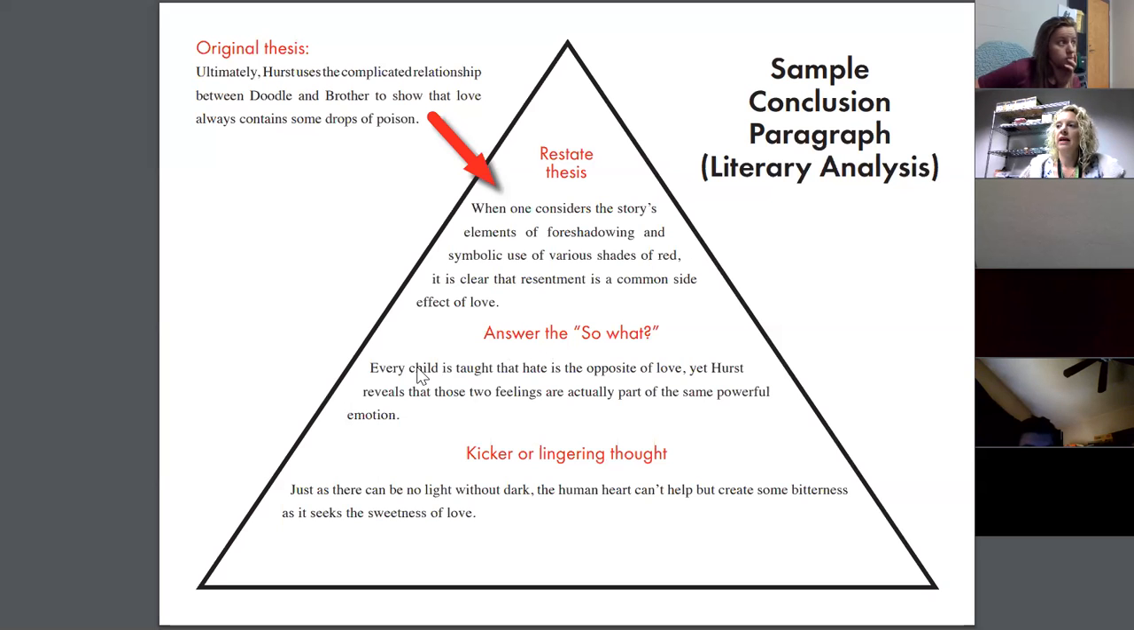And then, so what? Every child is taught to hate, is taught that hate is the opposite of love. Yet Hearst reveals that those two feelings are actually part of the same powerful emotion. And then the lingering thought: just as there can be no light without dark, the human heart can't help but create some bitterness as it seeks the sweetness of love.